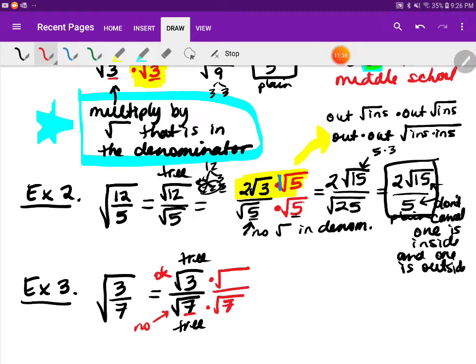Later on, if you have a cube root in the denominator, you need a group of 3. So that's going to be a little more complicated. But that'll be interesting. That'll be in one of the last videos of this section. So radical 7.